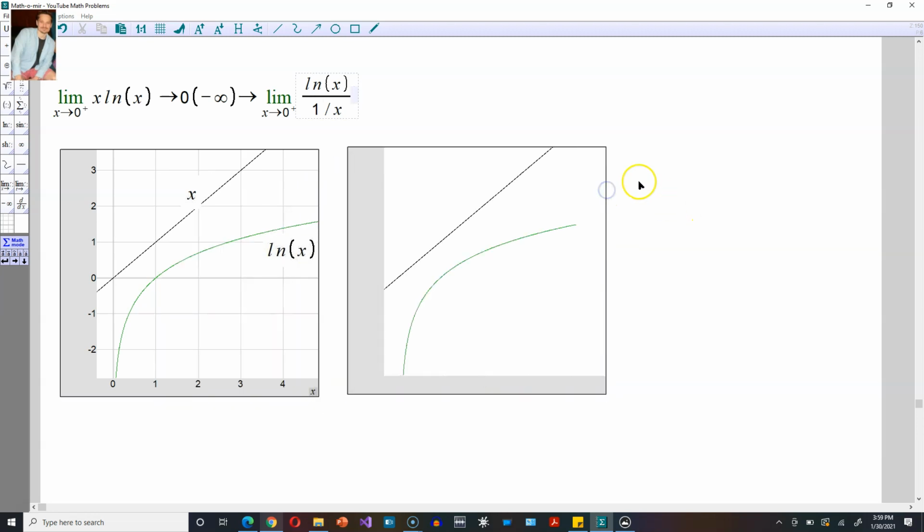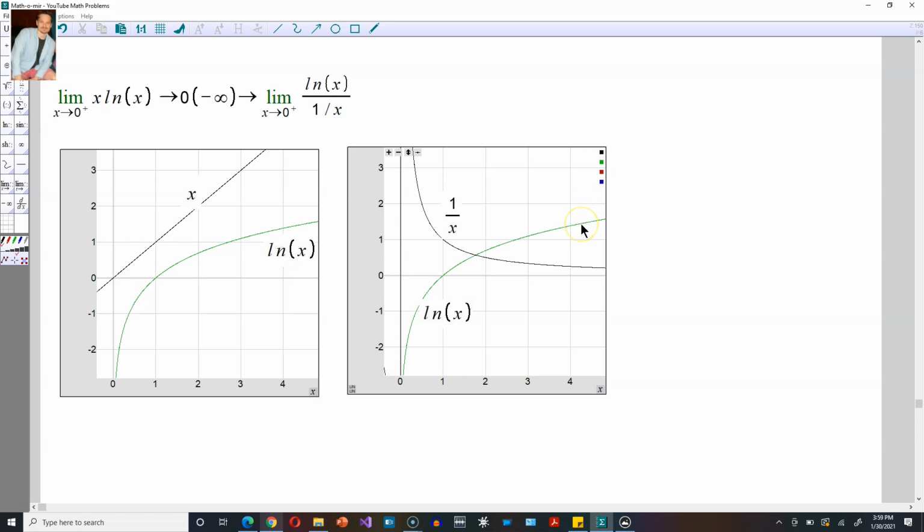So again here we're going to graph not x anymore, but 1 over x, the expression in the bottom, and ln is the green graph that you see there already. Now notice that the green graph goes towards negative infinity and the black graph goes towards positive infinity. That tells you that now you are good for L'Hopital's. That's why you have to rewrite it like this in this step.